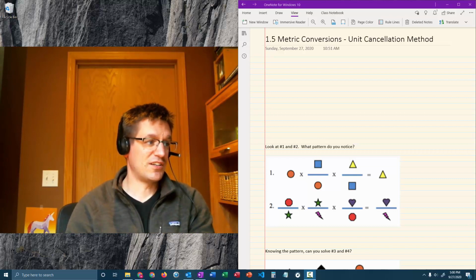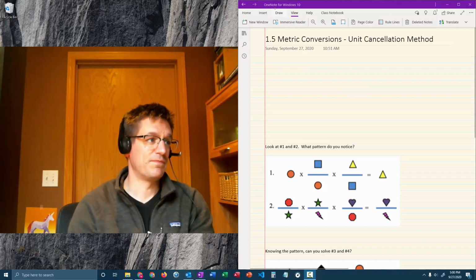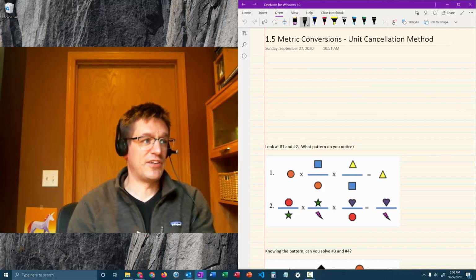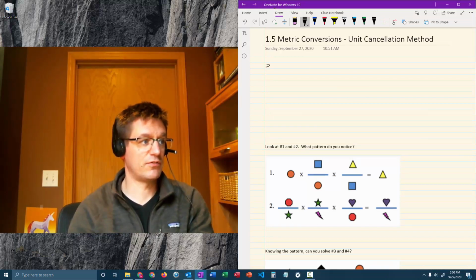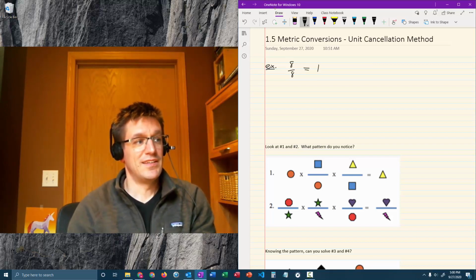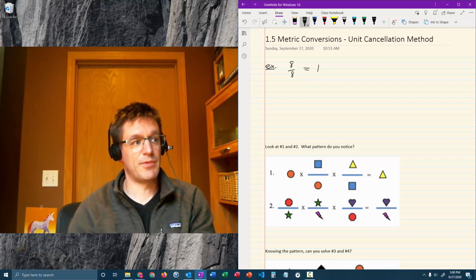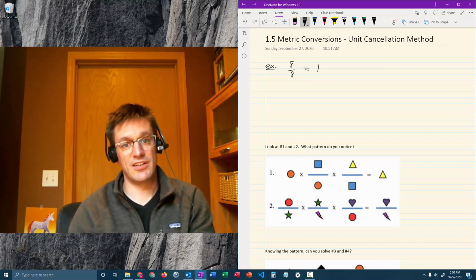So the first thing you need to understand to use this method is a little bit of algebra. If we take a number divided by itself, for example, 8 divided by 8, that equals 1. Hopefully you know that already. It doesn't matter where that number shows up on top and bottom, numerator and denominator, that always works.